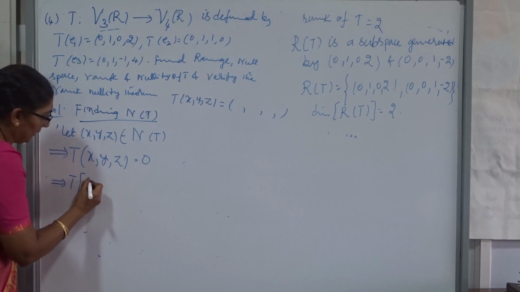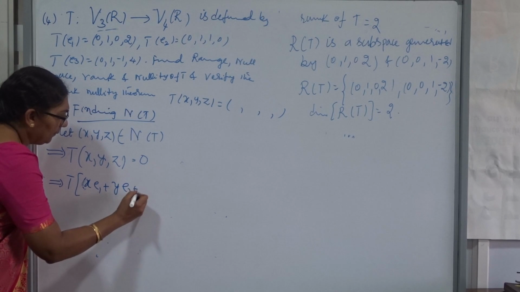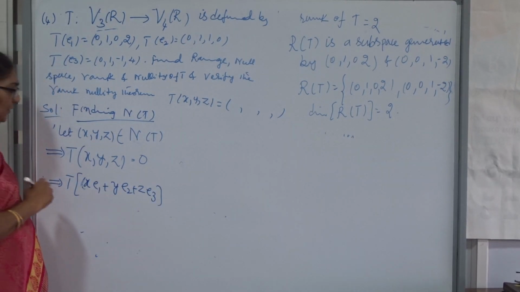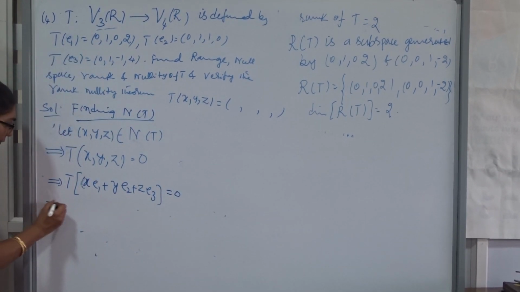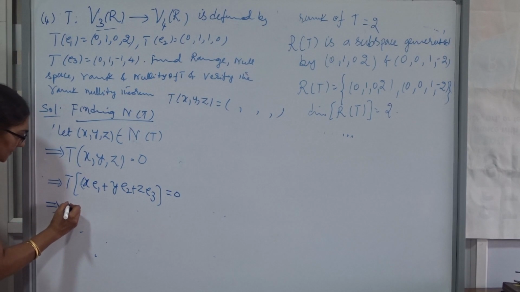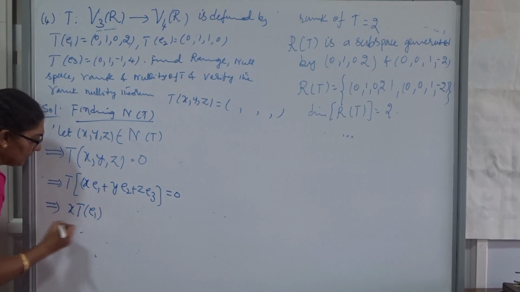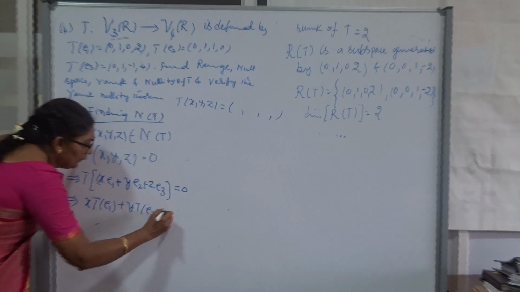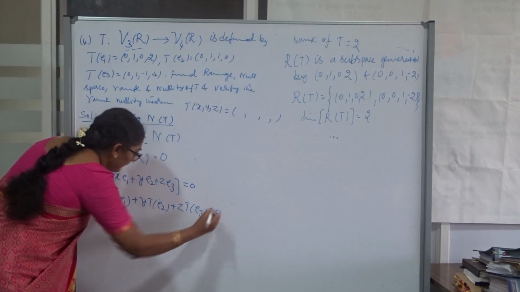(x, y, z) can be written as x into e1 plus y into e2 plus z into e3, because they are not given any defined function here. Because of that, we are writing it like that. From the definition of linear transformation, the sum of the linear transformations is nothing but x into T of e1 plus y into T of e2 plus z into T of e3 equal to the 0 vector.